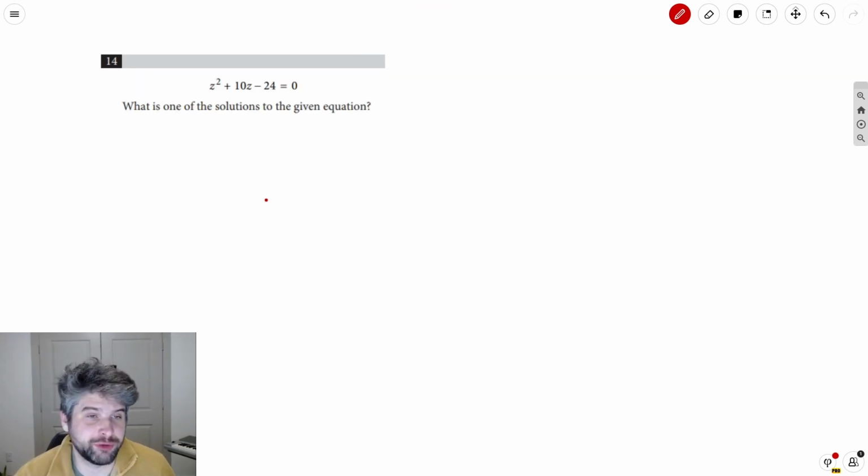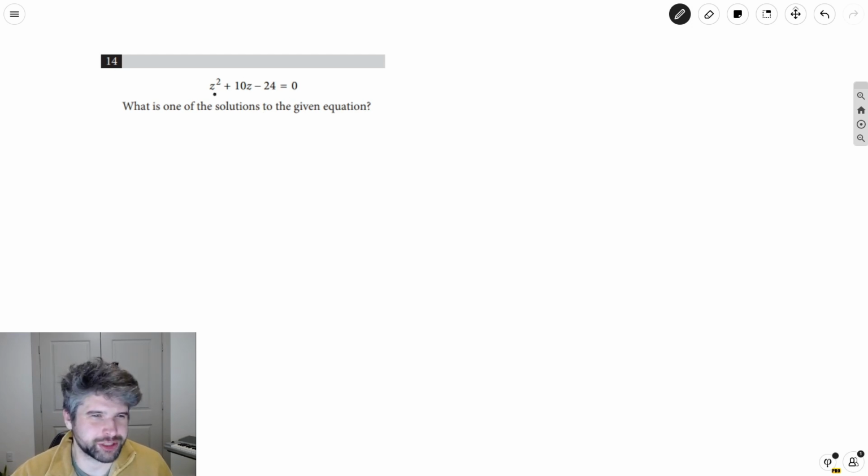All right, question number 14. We get this equation, z squared plus 10z minus 24 equals 0. Then the question asks, what is one of the solutions to the given equation? And this is not a multiple choice question. We have to give an answer. And if there are multiple solutions, then they'll accept one of them. So pause the video and see if you can figure out the solution.